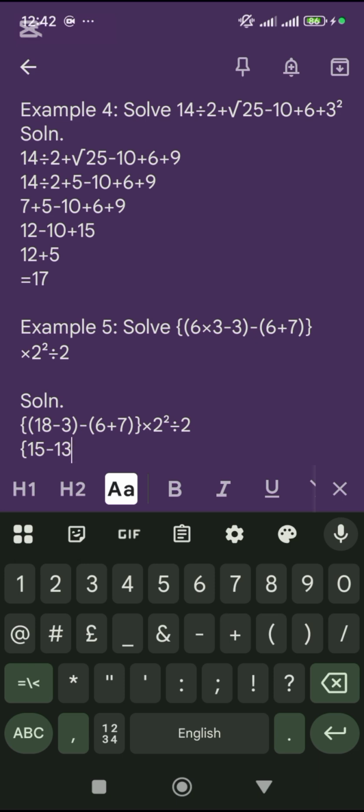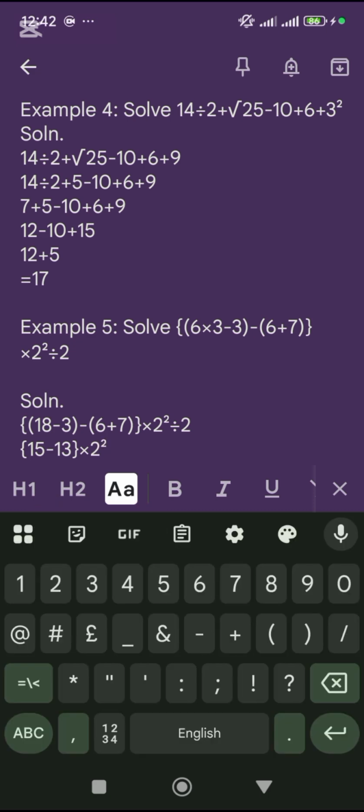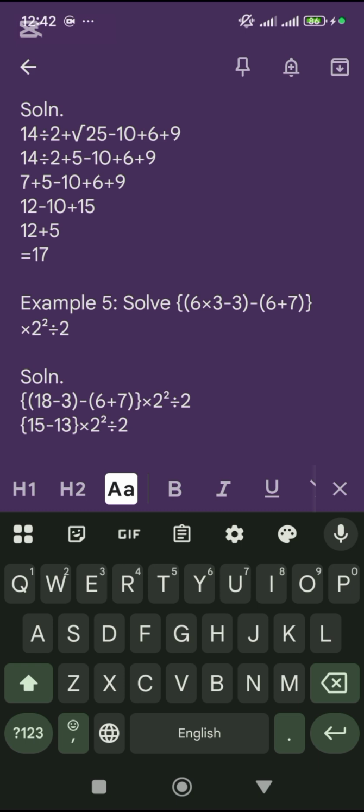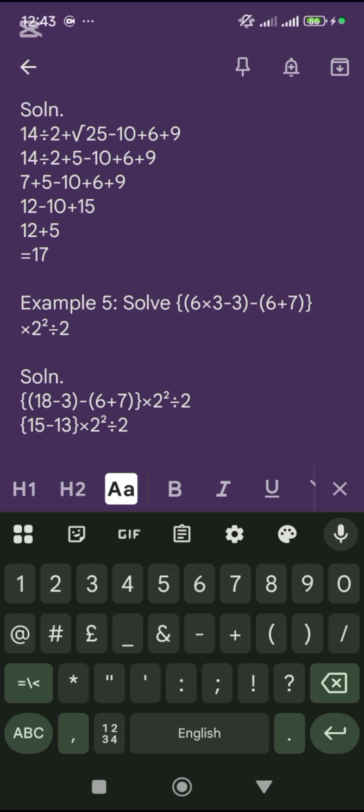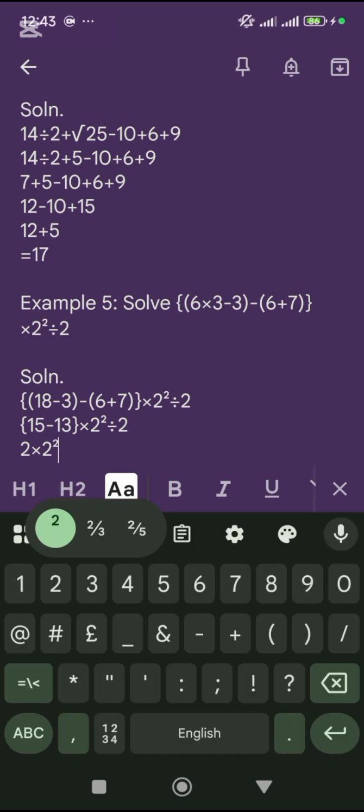So that you can have the curly bracket here, and then the multiplication, then 2 raised to the power of 2 divide by 2. Okay, you see it's becoming less complex now because you can now see what to do. Let's continue with that. What do we do? 15 minus 13, and that will give you 2. So that takes off the brackets completely from that equation, so that now we can have 2 raised to the power of 2 and divide by 2.